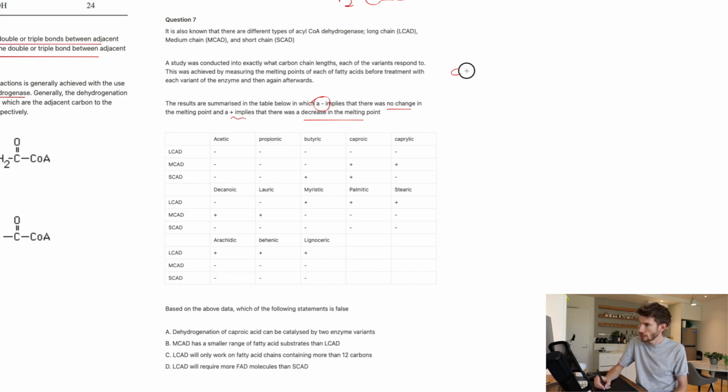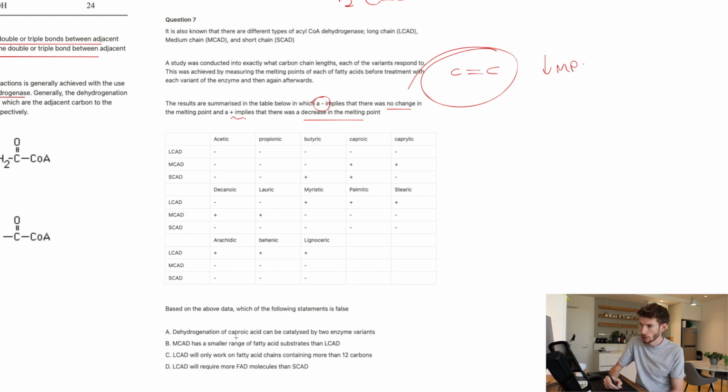So we know that adding double bonds in place of saturated bonds decreases melting point because these are much, much easier to interrupt and break. So what that then means is that if we have a positive sign, it means that we've added double bonds, and therefore the enzyme was catalyzing dehydrogenation. So I won't go through the whole table here. We'll go straight to the question. Based on the above data, which of the following statements is false?